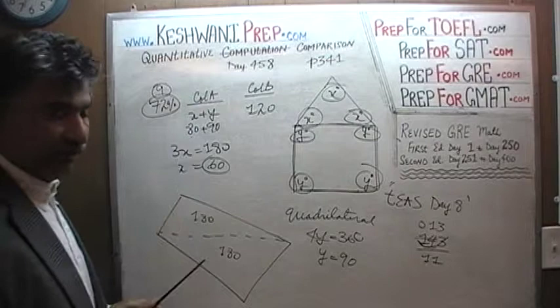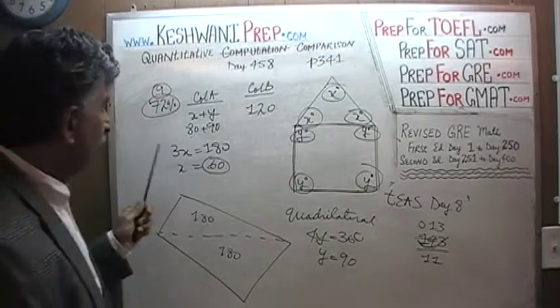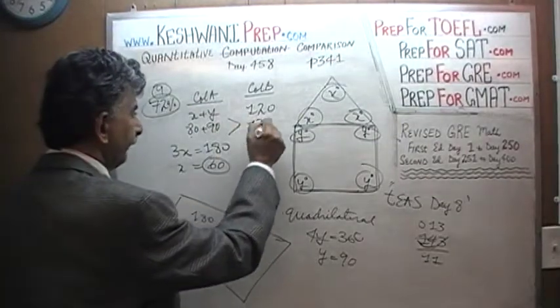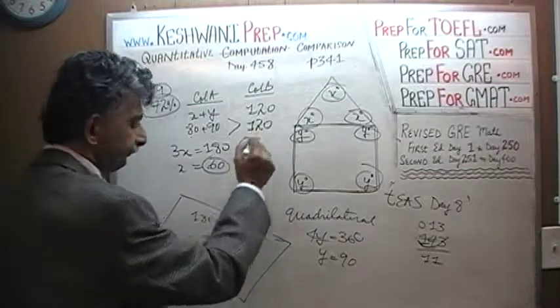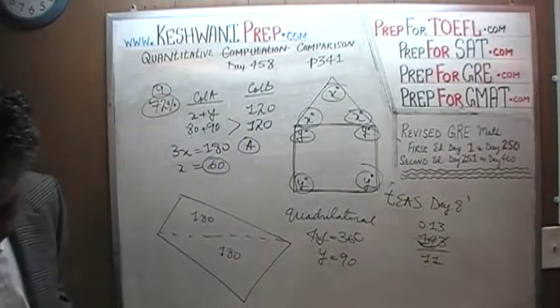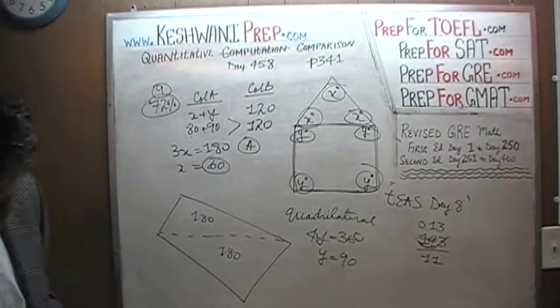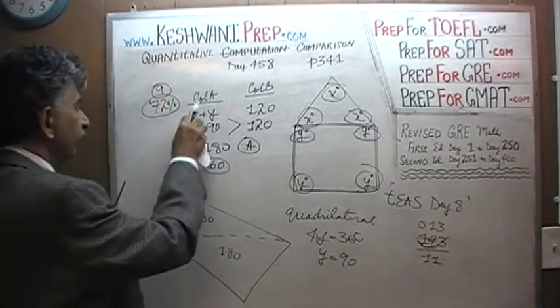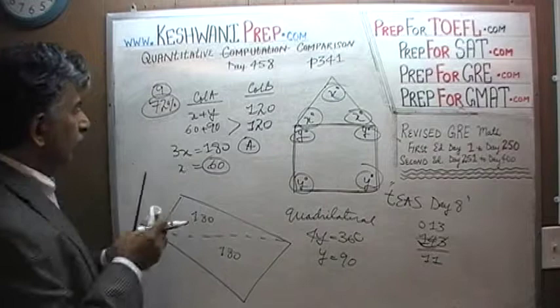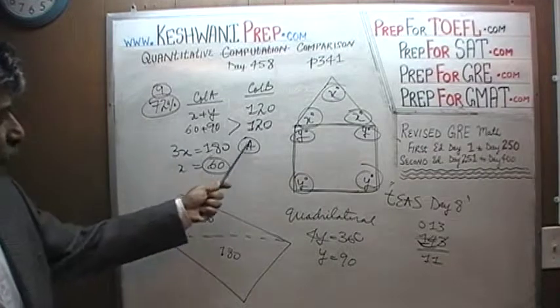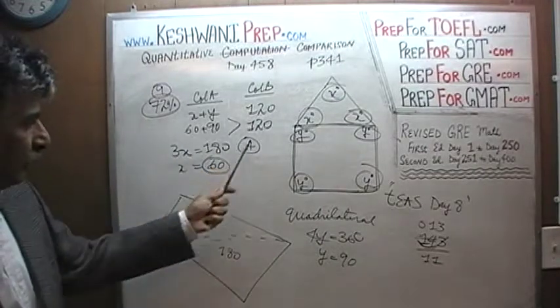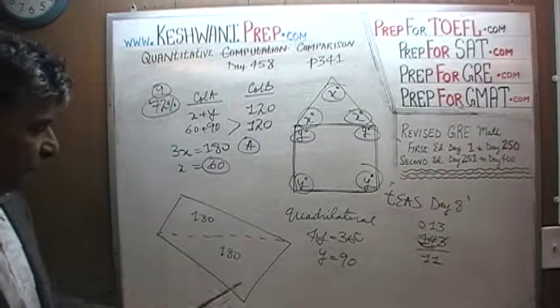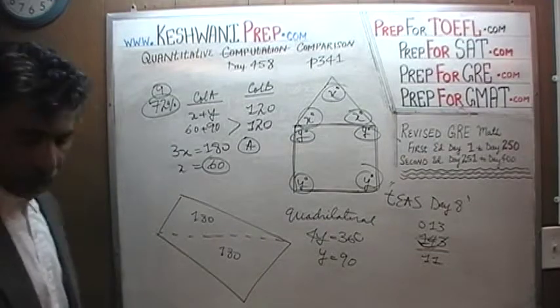So 60 plus 60 is 120, 120 plus 90 is 150, and 150 of course is more than 120. The answer is A. Oh, that should have been 60, not 80. Sorry. X is 60. It still doesn't change the fact that 150 is more than 120. The answer is A. Right here, X is 60, Y is 90. Let's do the next one.